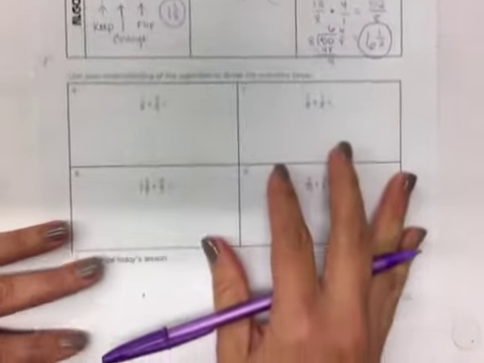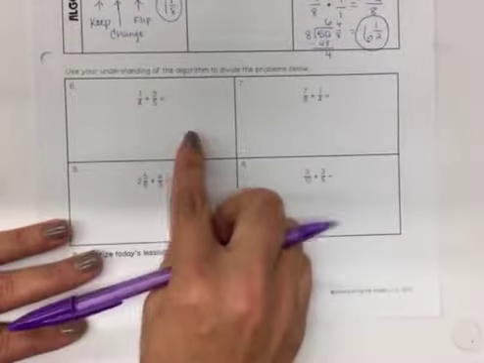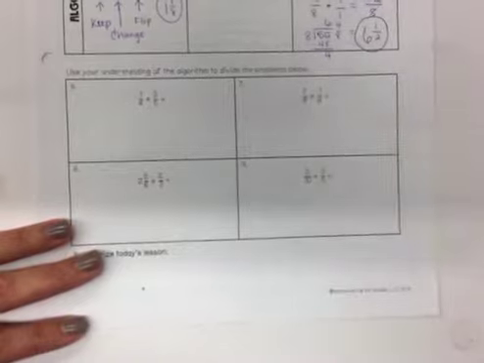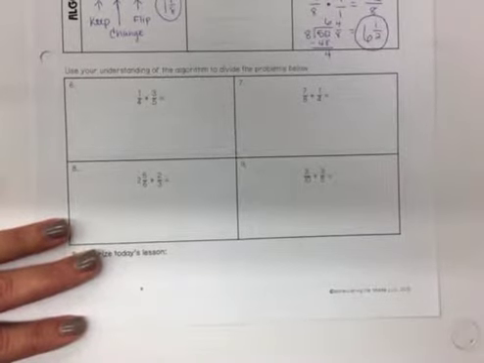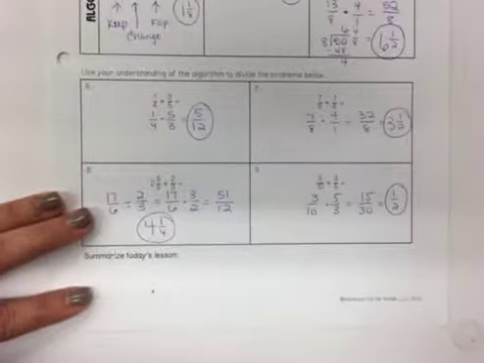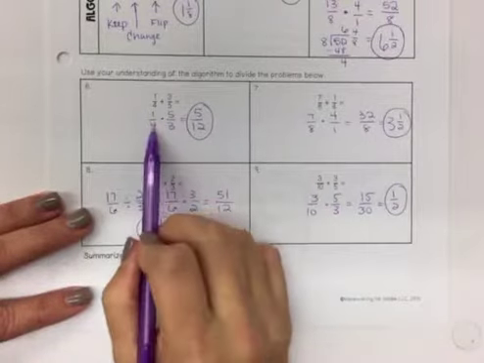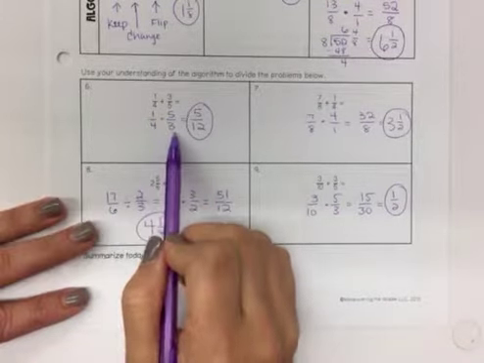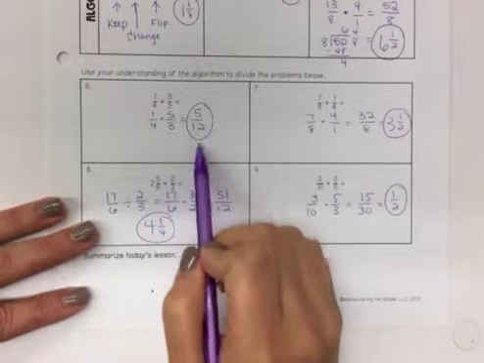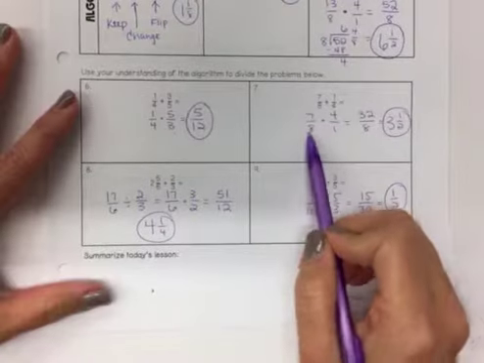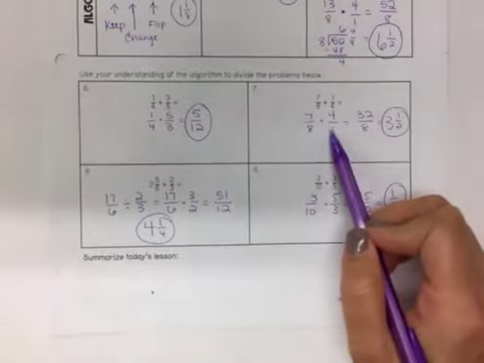All right, I want you to pause the video, solve these 4 problems, and then press play to check your answers. Okay, so you kept the first fraction, changed your sign, flipped your second fraction, and you got 5/12. Again, kept, changed, flipped.